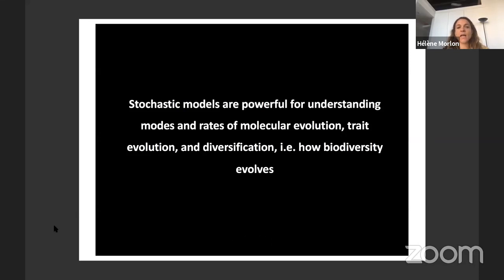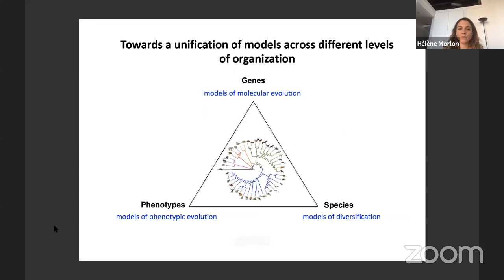And they are pretty powerful too. We still need to develop a bunch of tools, but once we have these tools and we have the data, it's pretty powerful to be able to really test these different hypotheses about how evolution proceeds, and also to estimate rates of evolution and see how they vary across different species with different habitat and trait value and so on. And then this really helps us to understand how biodiversity evolves.